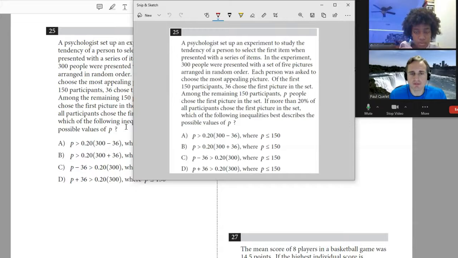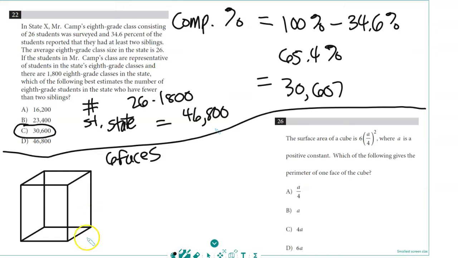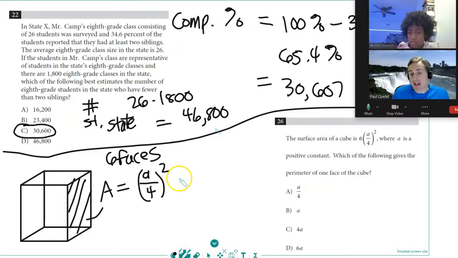Any question on that? So the surface area of a cube is 6 times a squared over 4, where a is a positive constant. Where do you think the 6 comes from when we're doing the surface area of a cube? Actually, I don't know where you're getting the squared from. Well, let's just focus on this right side face. We're saying the area here should be a over 4 squared, right? Yeah, because it makes it an area.